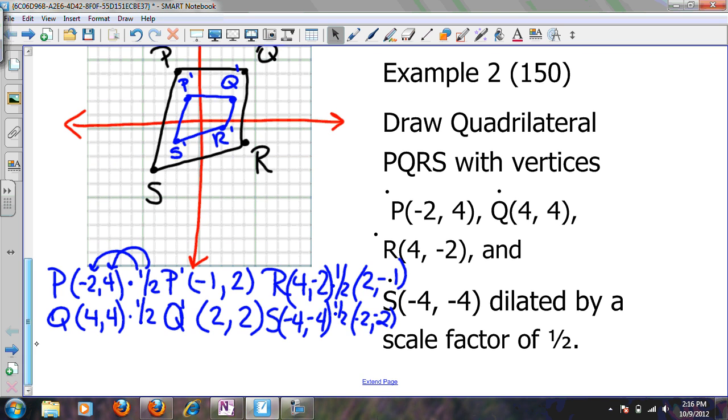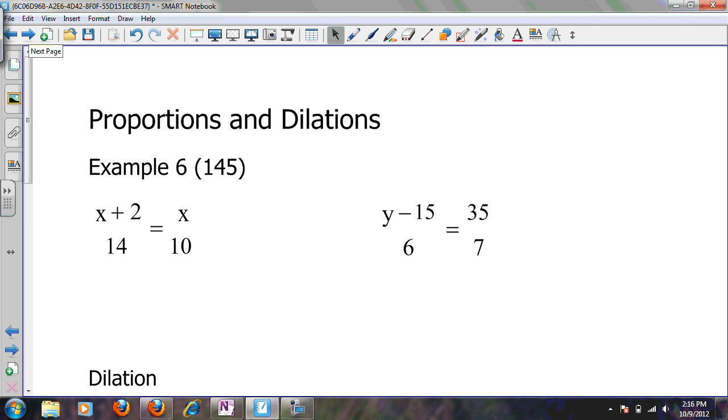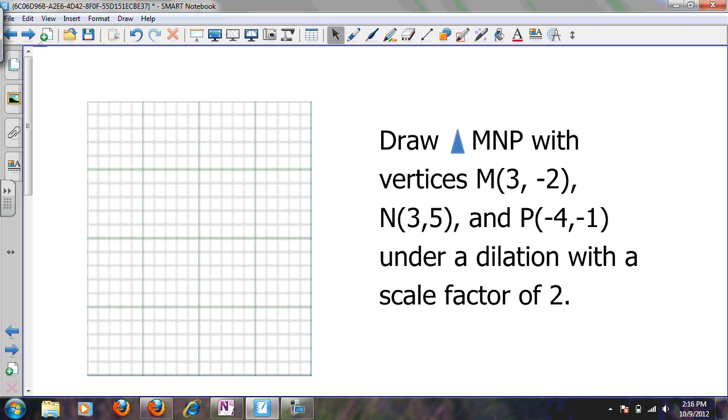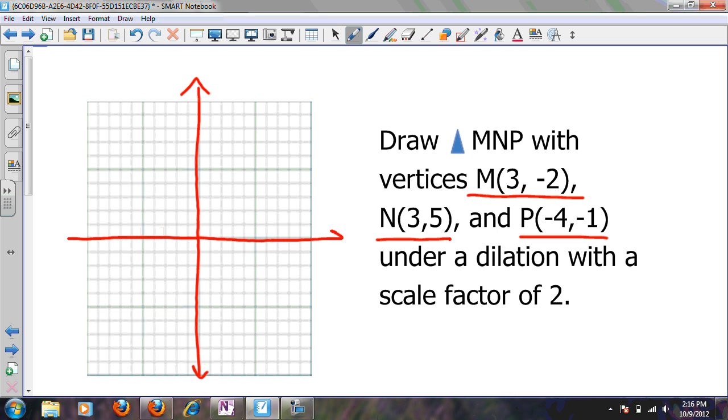Let's look at our triangle. Triangle MNP with vertices M at 3, -2, N, 3, 5, and P, -4, 1. Okay, let's create our coordinate plane. And let's graph triangle MNP.